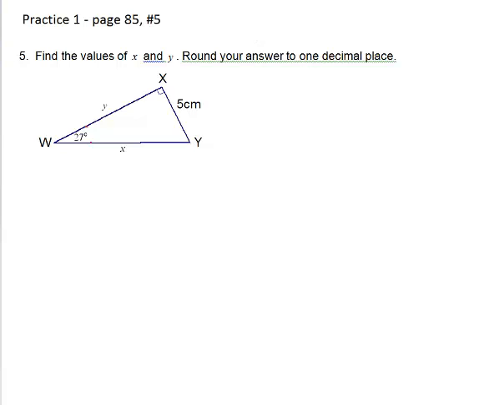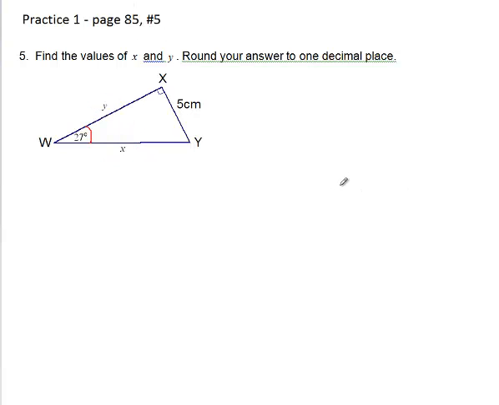Now you'll see here we have a right triangle and we have an angle of 27 degrees here. See it right there. Let me just mark that a little clearer. We're given a side of 5 centimeters, and sides x and y, and we're asked to find two values, y and x.